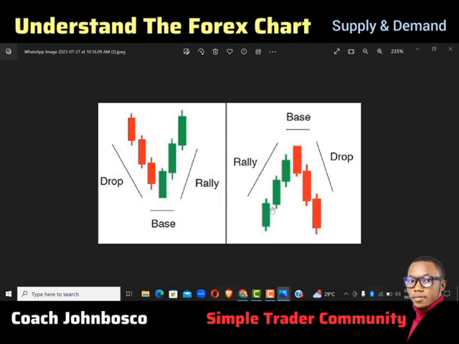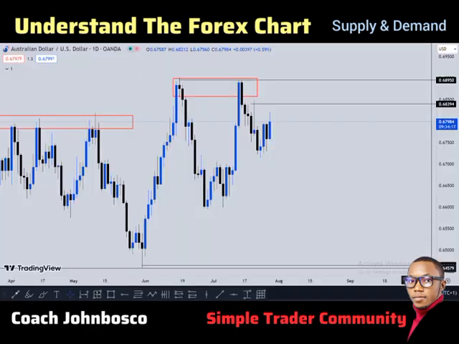Now this is for supply. We had a rally, we have a base, which is this candle, then we had a drop. So it can also form in this format, so bear that in mind. I'm going to show you that in the chart. Now let's go straight into the chart. Okay, so this is supply and demand in the charts, which I'm about to explain right now.